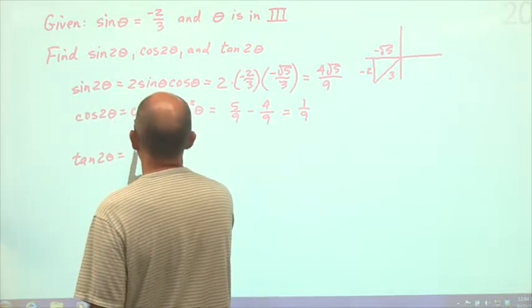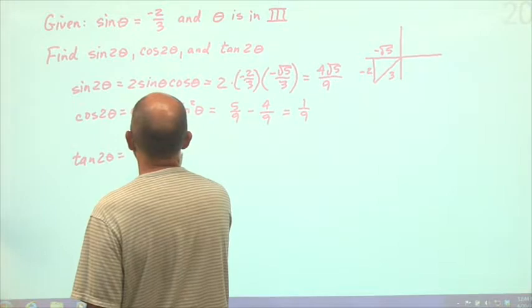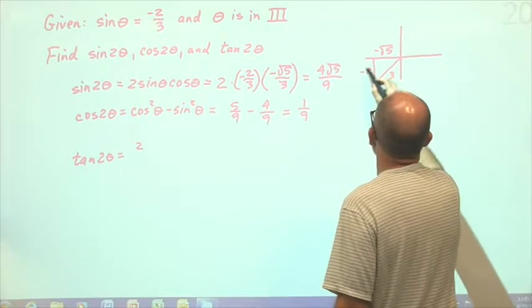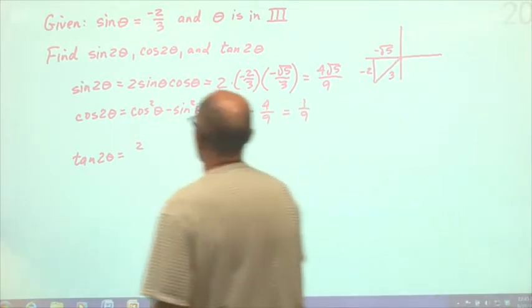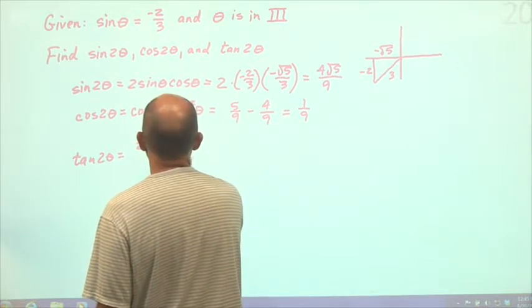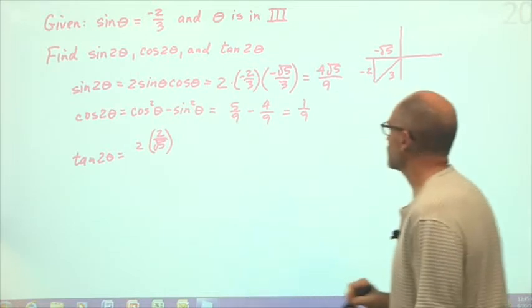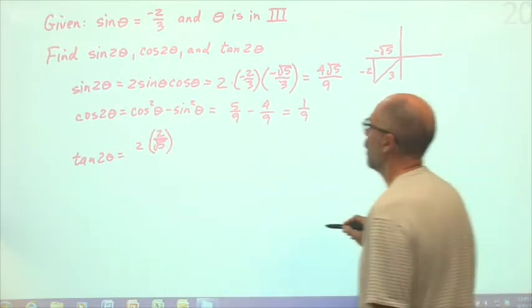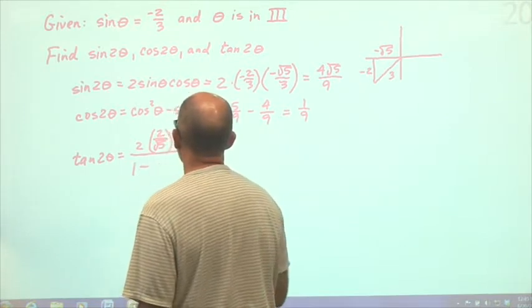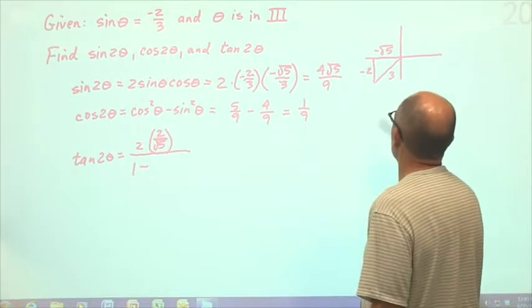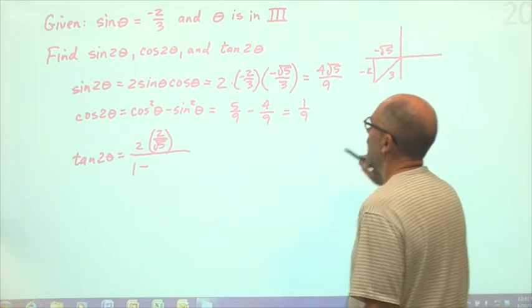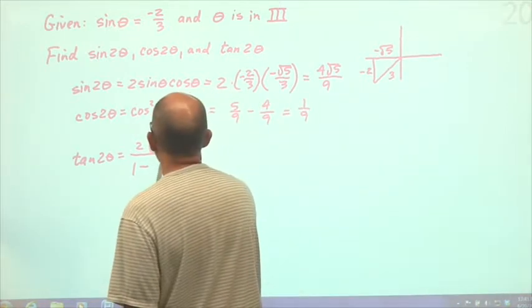is 2 tangent theta over 1 minus tangent squared theta. Well, what's tangent theta here? It's negative 2 over negative square root of 5. So 2 times 2 over square root of 5, negative times negative is a positive. So if tangent theta is 2 over the square root of 5, then tangent squared is 4/5.